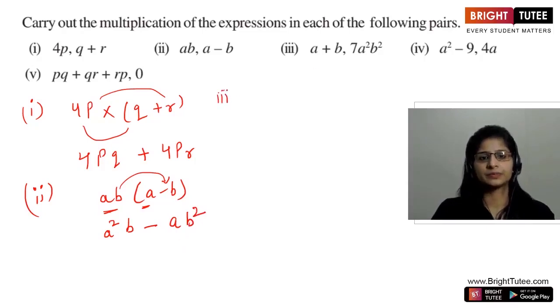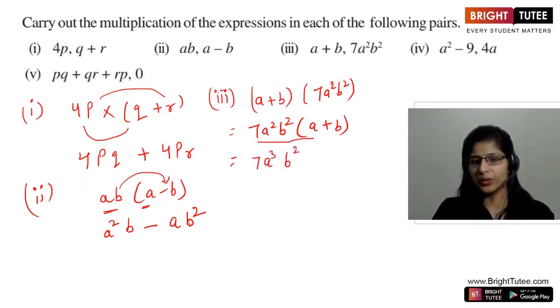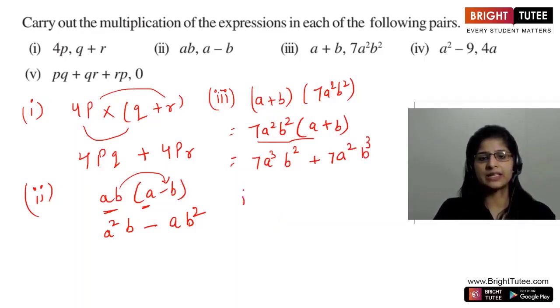Third part, we have to multiply a plus b with 7a square b square. So we can write it as 7a square b square multiplied with a plus b. It doesn't change anything. So 7a square b square first gets multiplied with a. So 7 will remain as it is. a square into a becomes a cube b square, plus 7a square remains as it is, b square into b will become b cube. Clear? The next part is the fourth part.